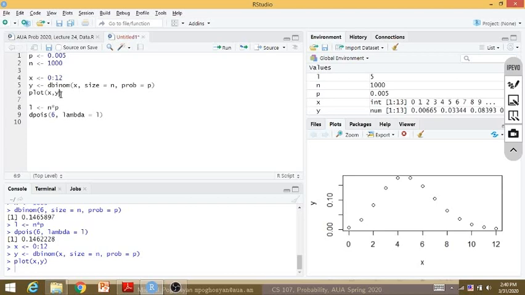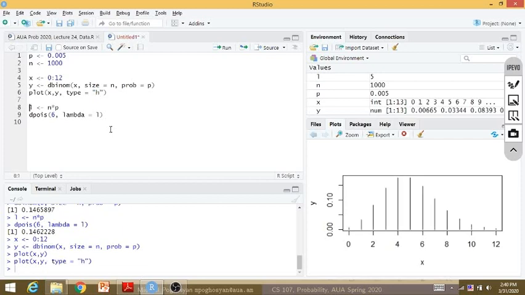Let me do the following. Let me give the parameter type equal to h, so I will have this kind of picture. Now I want to draw the Poisson PMF values for lambda equal to N times P. So to see that binomial and Poisson, for the case when lambda is equal to N times P, are very close to each other when N is large and P is small.